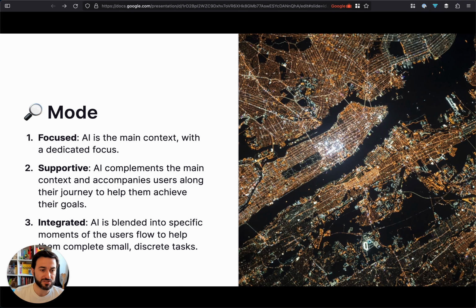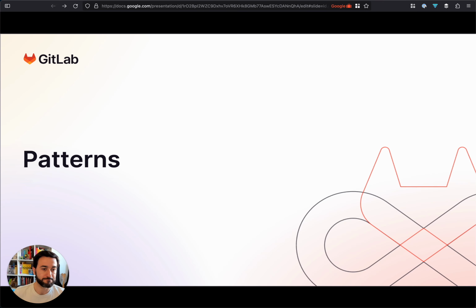The three levels here are focused, supportive, and integrated. Where focused is where the AI is the main context with a dedicated focus. Supportive mode is where AI complements the main context and accompanies users along their journey to help them achieve their goals. And integrated is where AI is blended into the existing experience, into specific moments of the user's flow to help them complete small, discrete tasks. So let's take a look at some of the patterns.